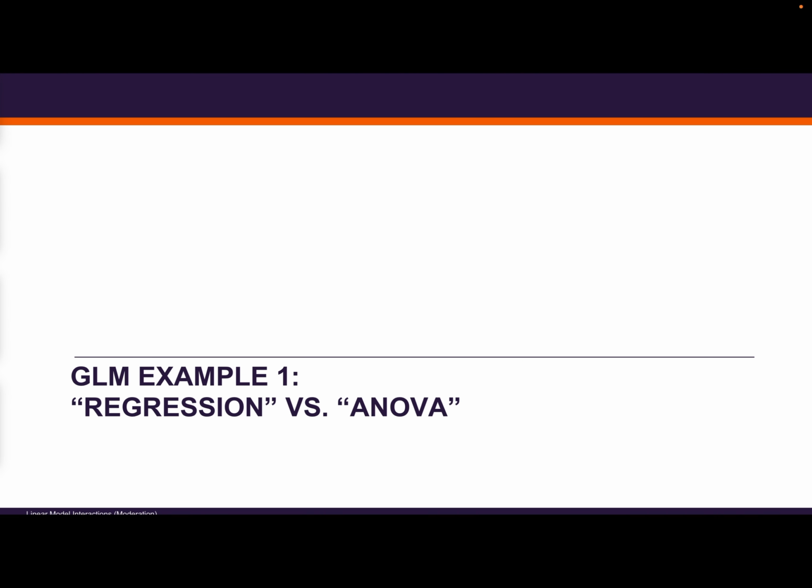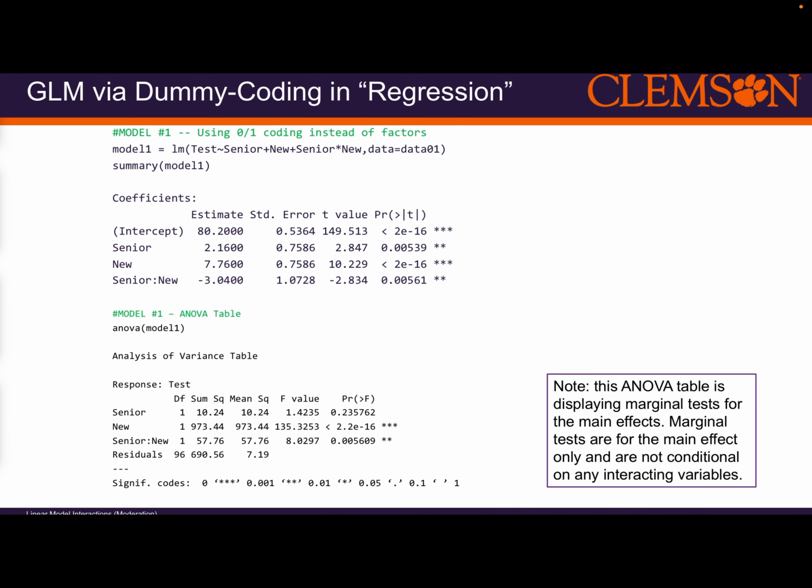All right, let's move on to another example: regression versus ANOVA. This is what things look like in what we would call dummy coding and regression. Let's go back to that example from the beginning of this lecture, where we look at the test score, percent correct on a test, based on whether or not a student was a senior, whether or not there was a new curriculum, and the interaction between senior and new curriculum. Here, I dummy coded these variables according to their name. So 1 represents senior versus 0 being freshman. 1 represents new curriculum versus 0 being old curriculum. And I'm entering those variables in the model as my dummy coded 0, 1 values.